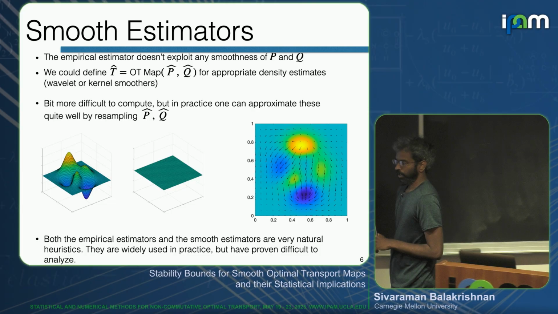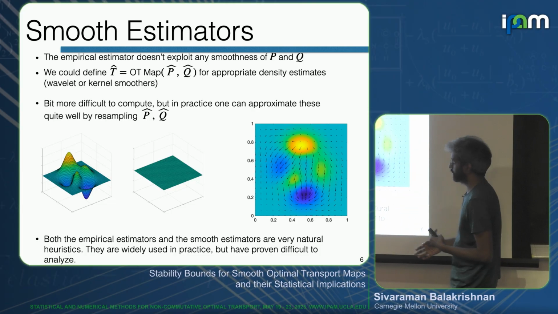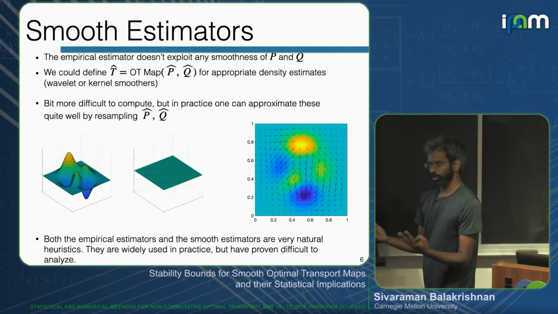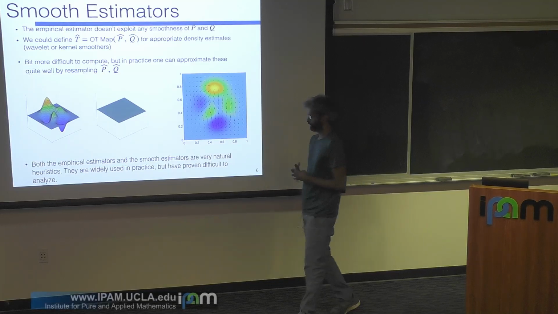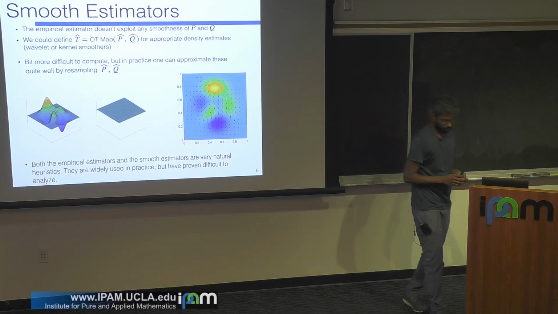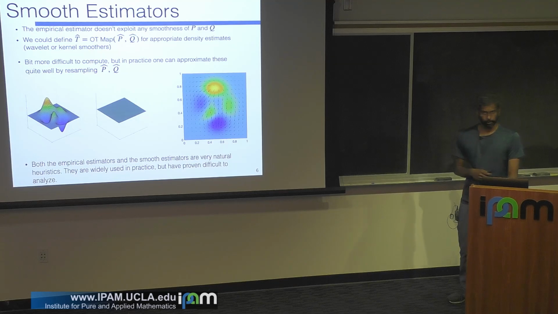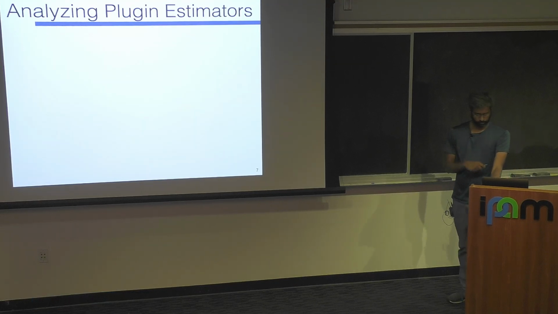Okay, and maybe I'll just say, these two estimators are very natural heuristics. These are maybe two of the first estimators that one might come up with. If I said, given samples, try to construct reasonable estimates for the OT map, these are arguably very natural. They have somehow proven a little bit difficult to analyze, and so I'll tell you a little bit about how people have gone about analyzing them. Everyone okay so far? Good.